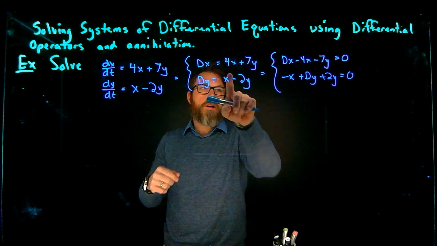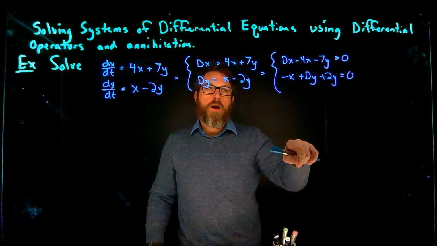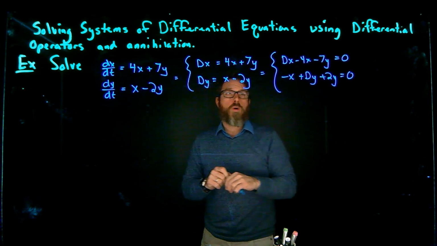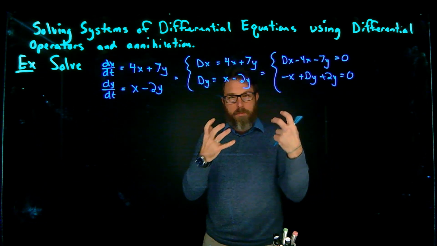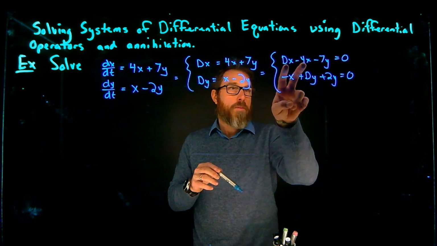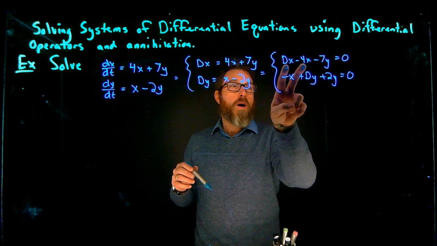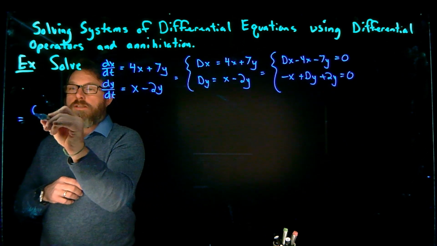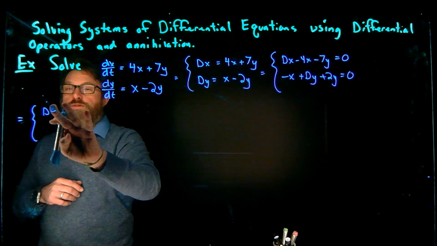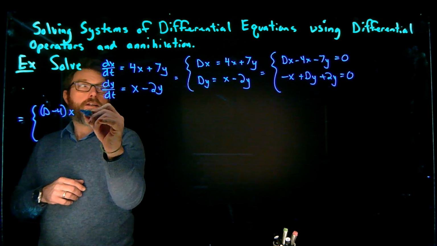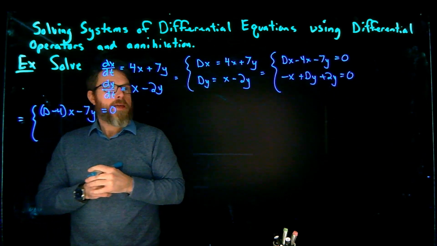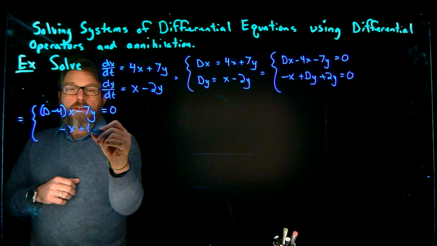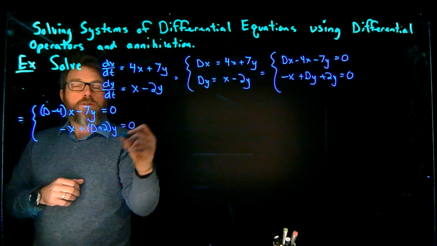So let's just make sure that that's good. 4 became negative, 7 became negative because it's sent over. This dy is already on the left, so when I put that over, it's going to be negative, and when I put this over, it's going to be positive. Fantastic. Okay, so now I want to pull out the common function. So this is d minus 4 of x, and similarly, this is d plus 2 of y. So the system of equations is d minus 4 operating on x minus 7y is equal to 0. And then very similar, I'm going to have minus x, and the differential operator d plus 2 on y is equal to 0.